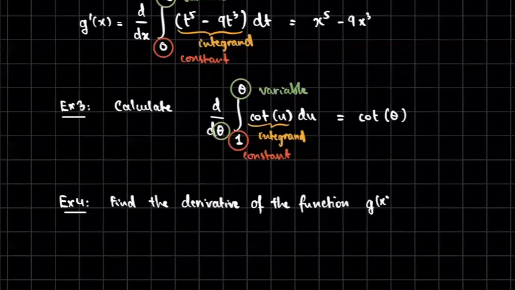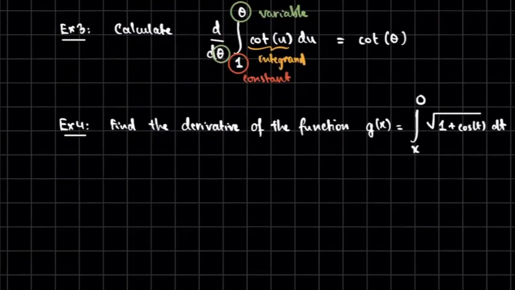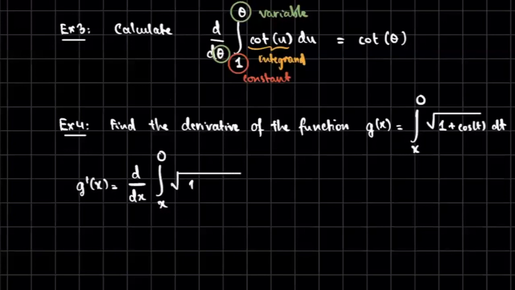The function is of the form g of x equal to the integral from x to 0 of the square root of 1 plus cosine of t dt. Okay, so you want to find the derivative of this function. So g prime of x is equal to d dx of the definite integral from x to 0 of the square root of 1 plus cosine of t dt.